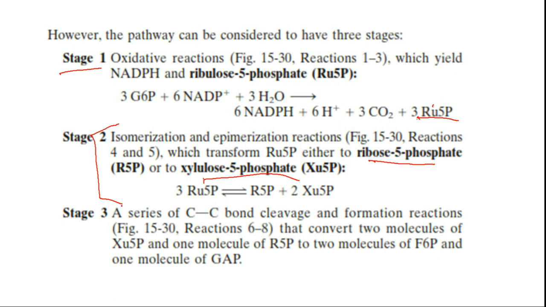Then a series of bond cleavages and bond additions happen to obtain various types of molecules. They react with each other, and because so many permutations and combinations are possible, we get more products, like fructose 6-phosphate, glyceraldehyde phosphate, and erythrose phosphate.